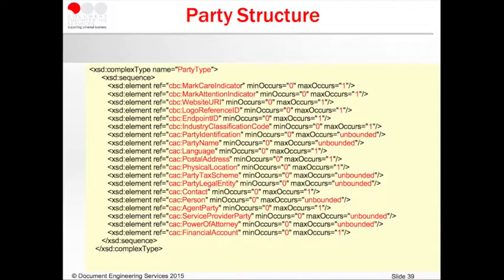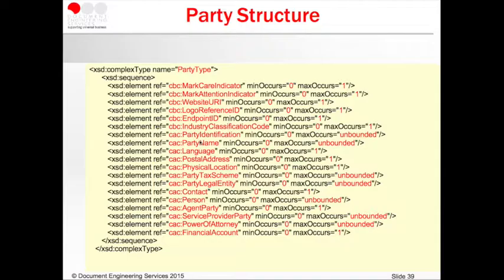Let's go right in and have a look at what the UBL schema, the structure of a party, is. If we look at the red components, the elements, the text marked in red, we can see that it has things like mark care, mark attention, website, logo, reference, endpoint. Some of the more recognizable ones are things like party identification, party name, postal address, contact person, financial account.